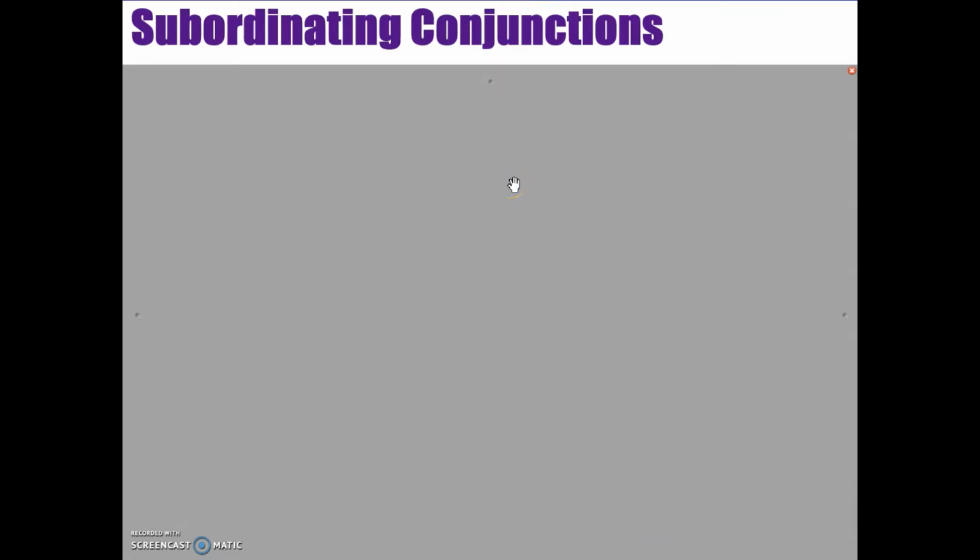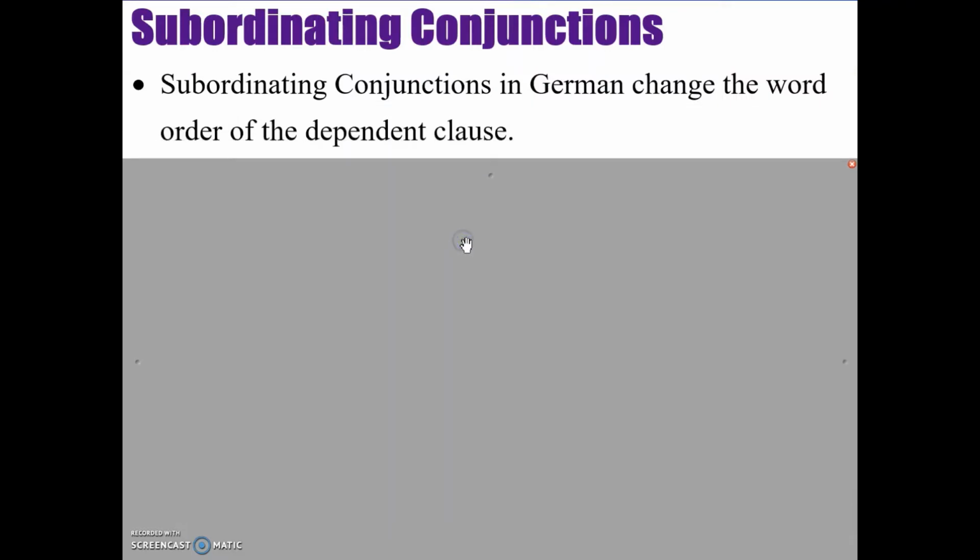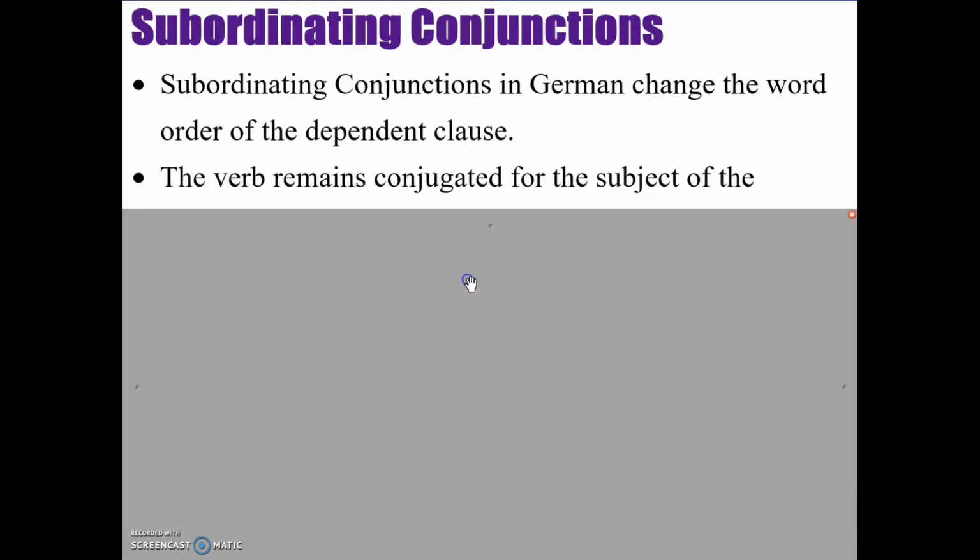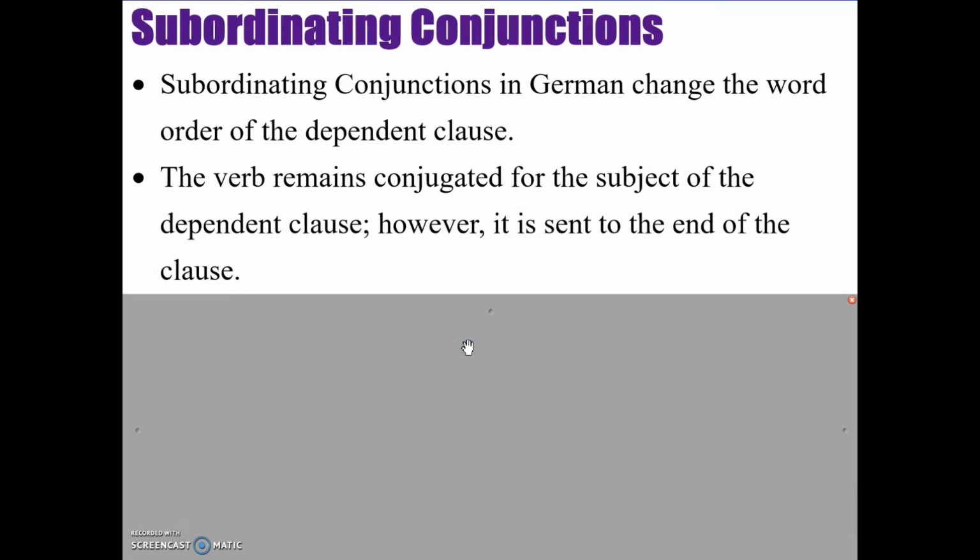Here are some overarching things that we will be looking at with subordinating conjunctions. Each of these will be explored in depth in this lesson. The first thing that you need to know is that subordinating conjunctions in German change the word order of the dependent clause. And this is going to look really wonky to us when we first get started with this. And here's why. The verb remains conjugated for the subject of the dependent clause. However, it is sent to the end of the clause. So we will have a conjugated verb at the end of our sentence or at the end of our clause, which is going to be very unfamiliar to us here in the beginning.